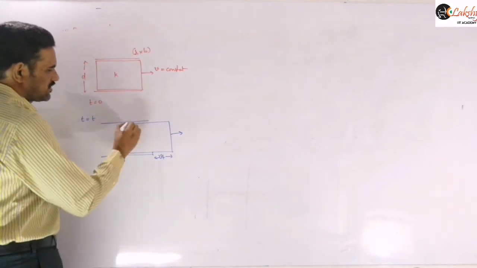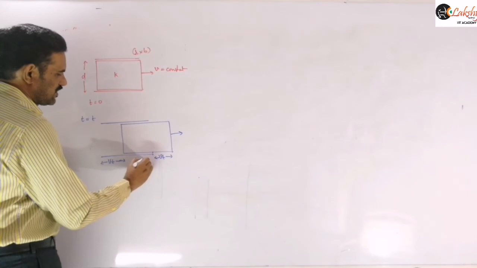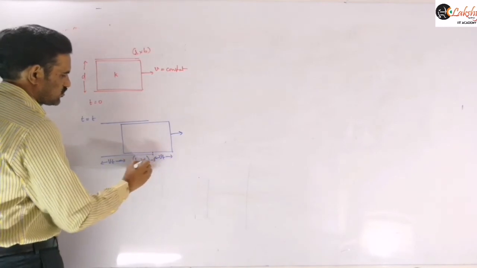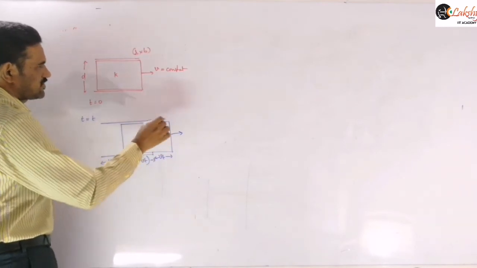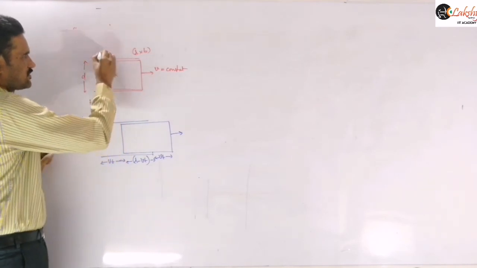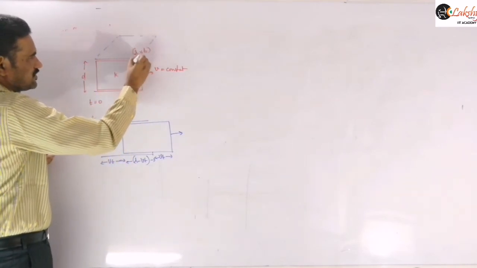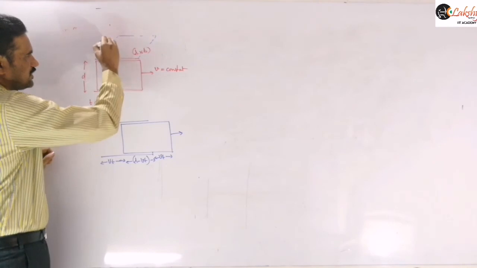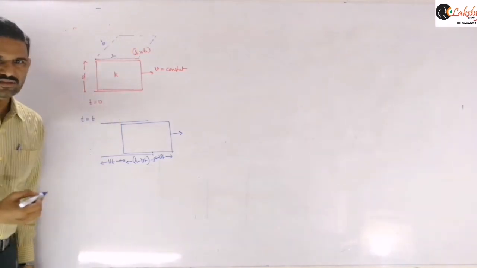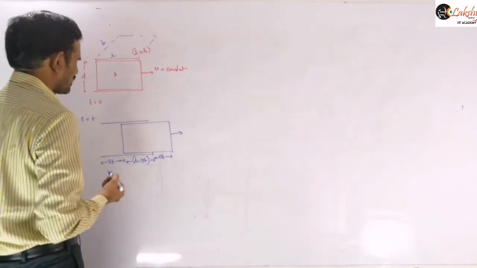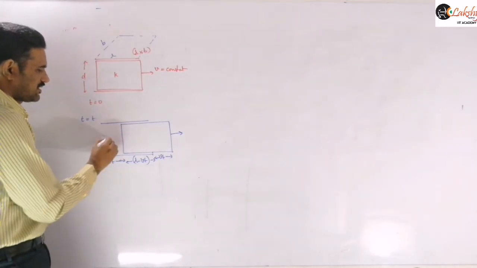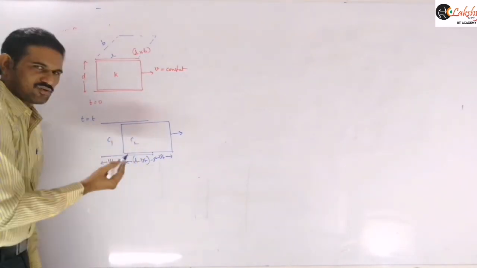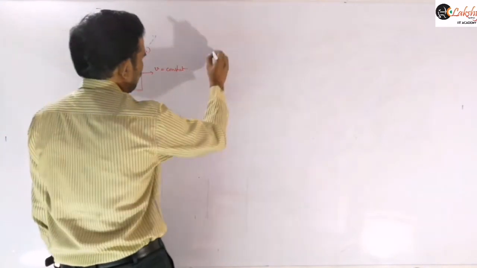And so this remaining distance we can write as L minus vt, because the total length is given as L. This dimension is L and this dimension is B, you can consider. And so this is our situation here. Now let us write the capacitance. You can write this as C1 and C2 values, and we can find the effective capacitance.